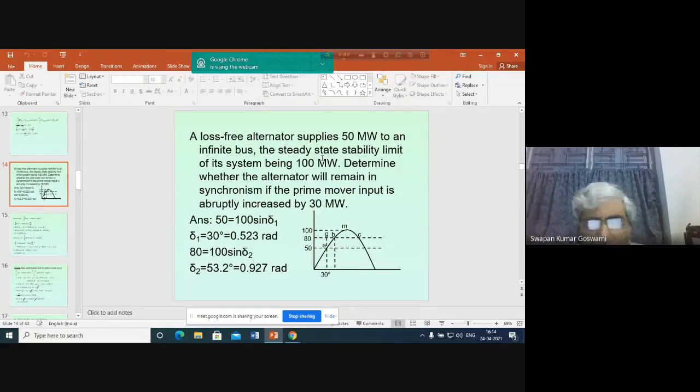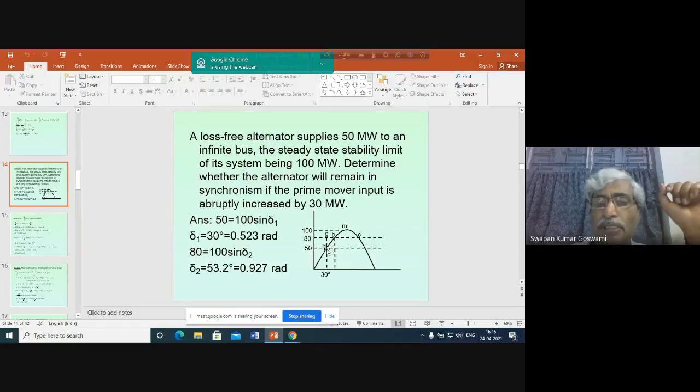And what is this limit? It is equal to 100 megawatt, meaning at 90 degree, the value of the power. That means the peak of the power angle curve occurs at 90 degree, and here it is the steady state stability limit. And what is the value? It is 100 megawatt. That means the peak is 100 megawatt, and the generator is supplying 50 megawatt. So if the peak is 100, as given in this statement, and it is supplying 50 megawatt.